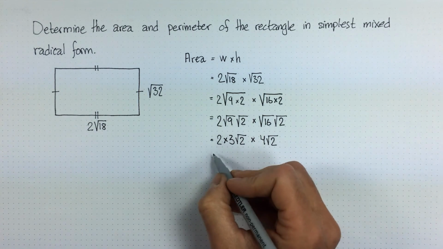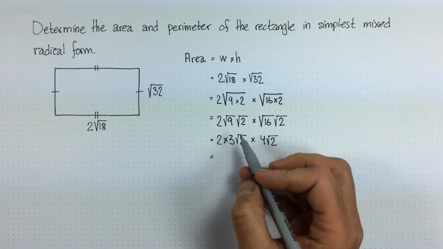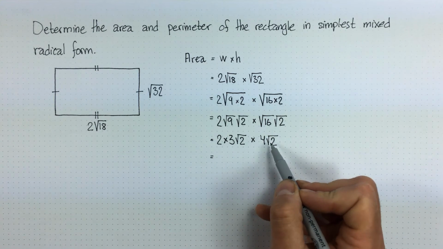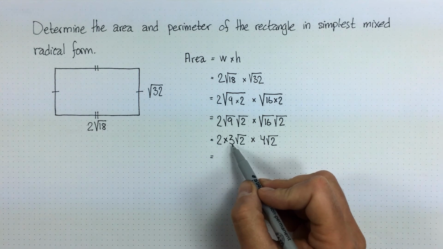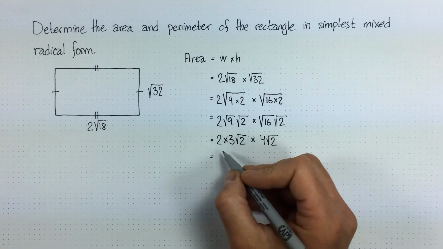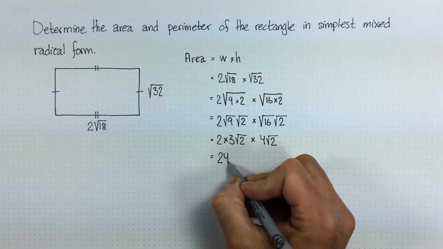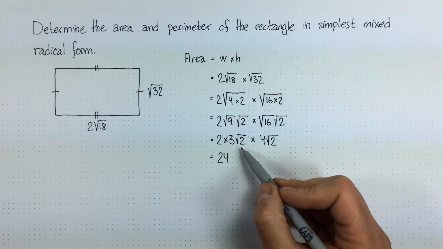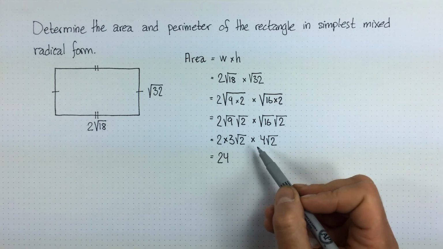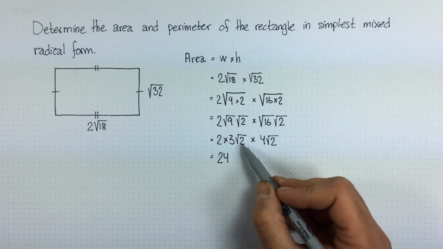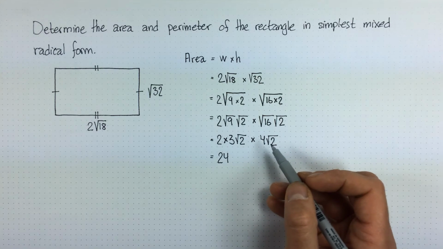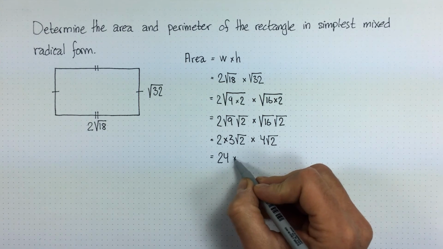Now we're able to combine the coefficients. So 2 times 3 times 4. 2 times 3 is 6. 6 times 4 is 24. And then we combine the radicands in the radicals. So square root of 2 times square root of 2 will just be 2. So times 2.